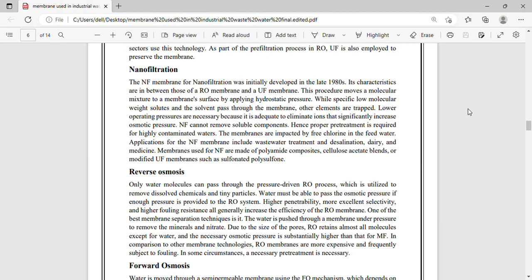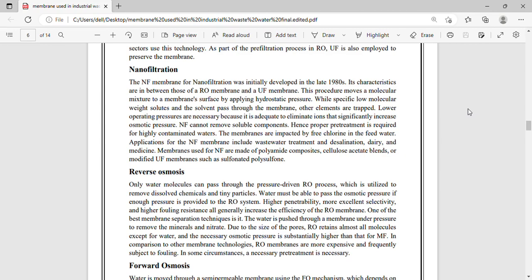Next one is nanofiltration. The NF membrane for nanofiltration was initially developed in the late 1980s. Its characteristics are in between those of an RO membrane and a UF membrane. This procedure moves a molecular mixture to a membrane surface by applying hydrostatic pressure. While specific low molecular weight solutes and the solvent pass through the membrane, other elements are trapped. Lower operating pressures are necessary because it is adequate to eliminate ions that significantly increase osmotic pressure.